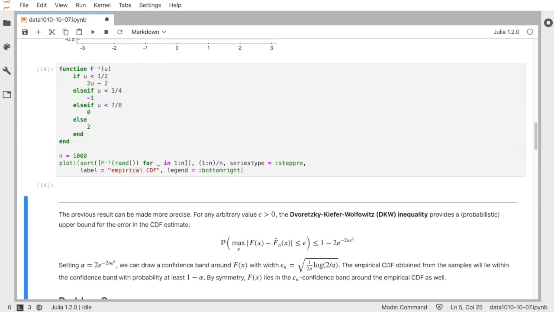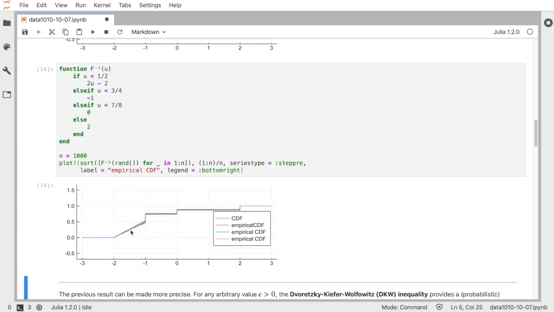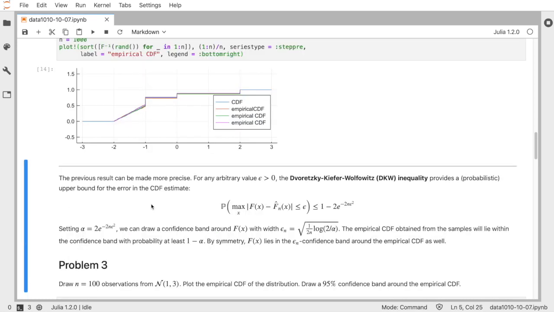So if we run this a few times, what we see is that the empirical CDF does stay very close to the cumulative distribution function, even for 1,000 observations here. So this is giving us some confidence that we're doing the right thing. We're successfully sampling from this distribution, and we can see that the graph of the empirical CDF hugs the graph of the actual CDF. We can do a little bit better than the Glivenko-Cantelli theorem by supplying some bounds.